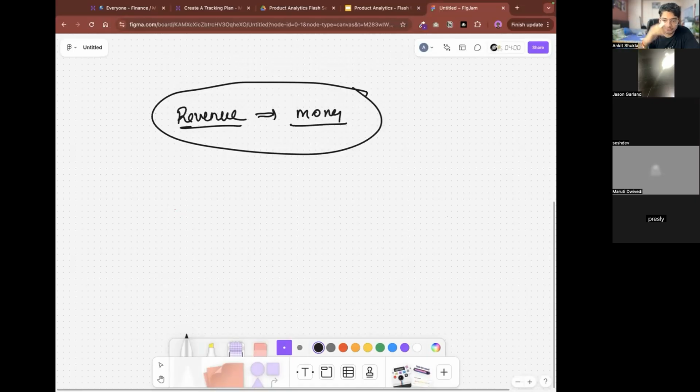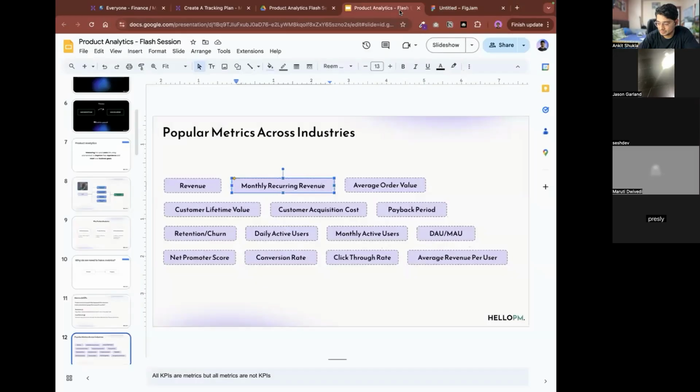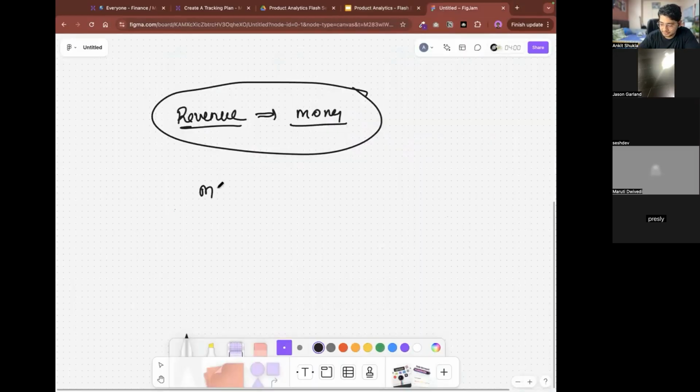After revenue, we have something called monthly recurring revenue. What is monthly recurring revenue? Monthly recurring revenue is how much money do you make every month? That tells you the status of health of your business. So most of the SaaS applications, software as a service, and most of the good possible businesses in the world, they measure their metrics monthly. What is the monthly recurring revenue?